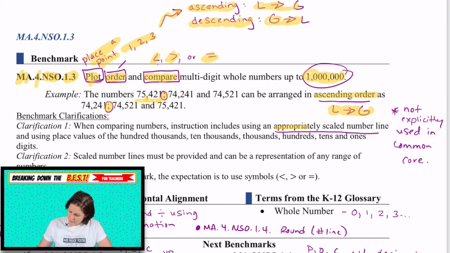Here I said that we will be including appropriately scaled number lines, which was not explicitly used in Common Core. We used mostly place value strategies, which the number line is part of.